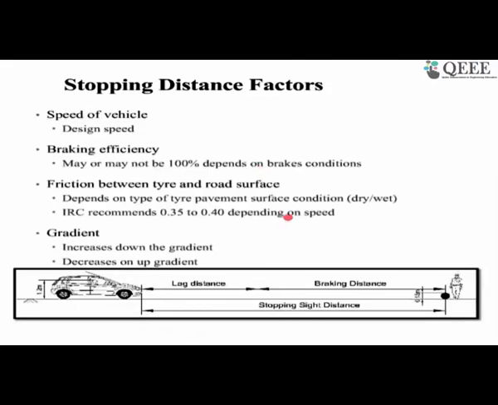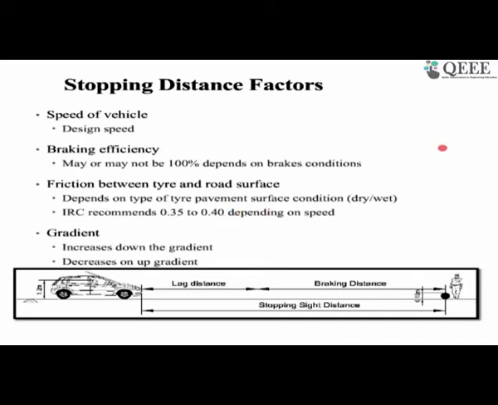So with all these factors, let's look into how we design it. The speed, we consider it as the design speed of the roadway. Braking efficiency, generally we consider it as 100%. Then the friction, we consider it in a dry condition. This friction depends on the dry and wet condition. So IRC recommends it to be 0.35 to 0.4. Now this is again the climate condition that prevails. So if you have a roadway where mostly it's going to rain, you will consider the friction factor on the lower side. So this is how it has been taken care of.